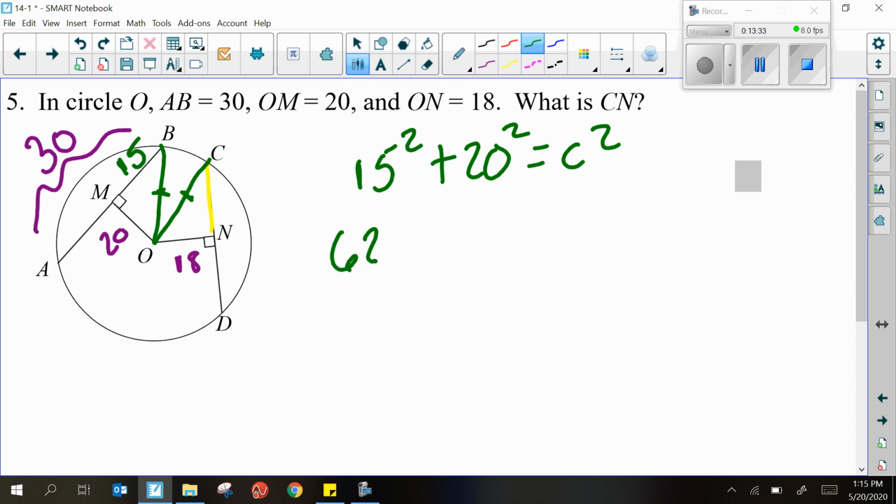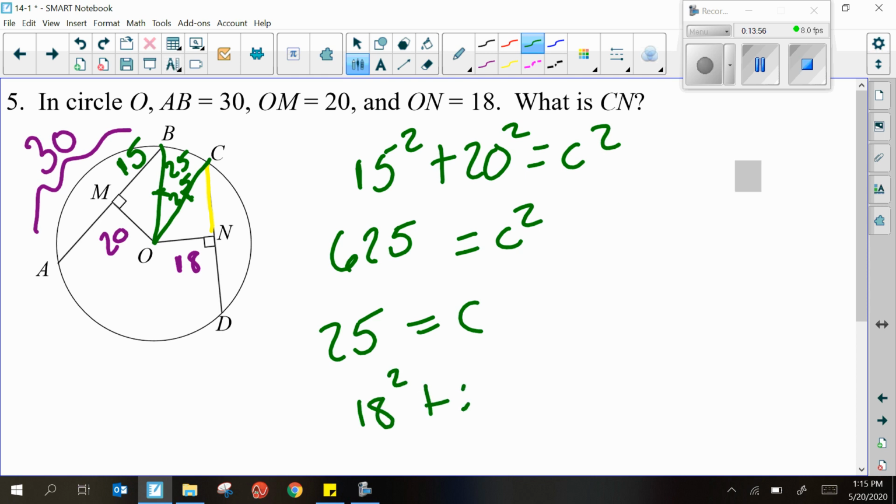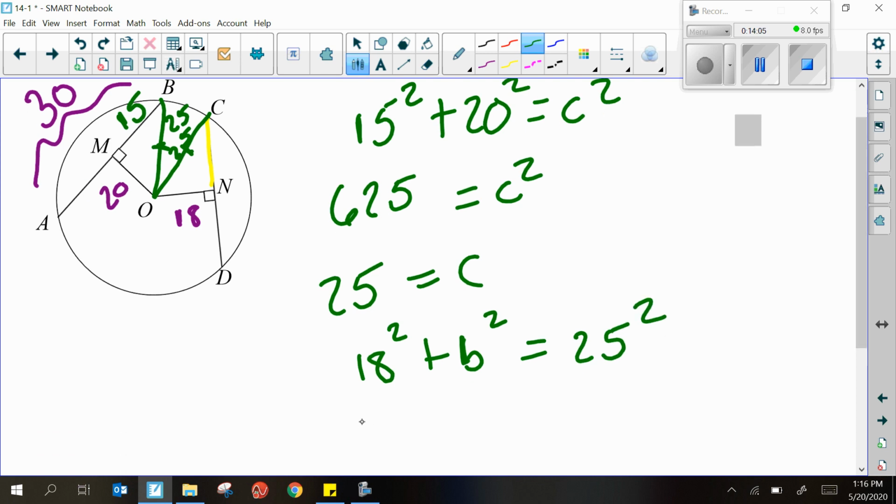So 6 squared plus 8 squared, 25, when I add the two of them together, equals C squared. So C is 25. So if this is 25, then so is this hypotenuse. So now I can do another set of Pythagorean theorems to find CN. So 18 squared plus, I don't know that leg, squared equals 25 squared. And now I can solve from there.